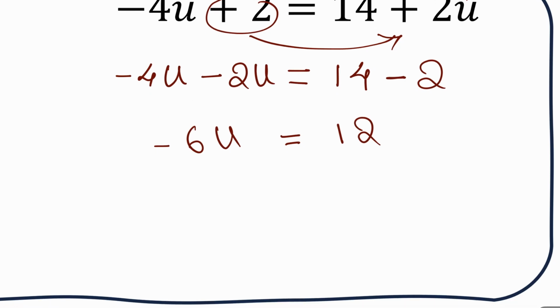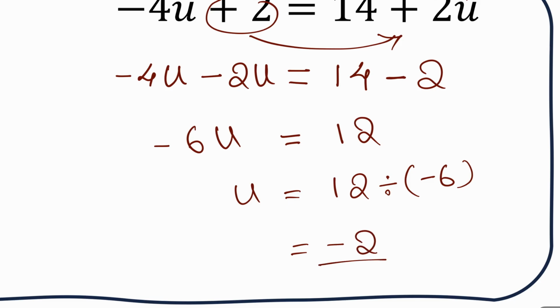Now it's just like a one-step equation. So what do you have to do? You need to move negative 6 to the right hand side. And remember, the multiplication sign is hiding in between. Since the 6 is multiplied with u, when you switch the number to the opposite side, you have to divide it. U equal 12 divided by negative 6, which is equal to negative 2. That's it.